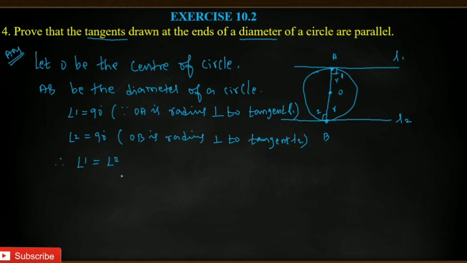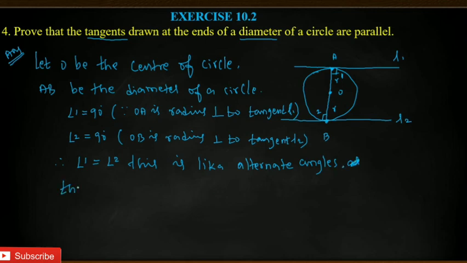Now you see, children, angle 1 is on the right-hand side of the diameter and angle 2 is on the left-hand side of the diameter, so they are alternate angles. You just write alternate angles. Alternate angles being equal means we know definitely that the lines are parallel.